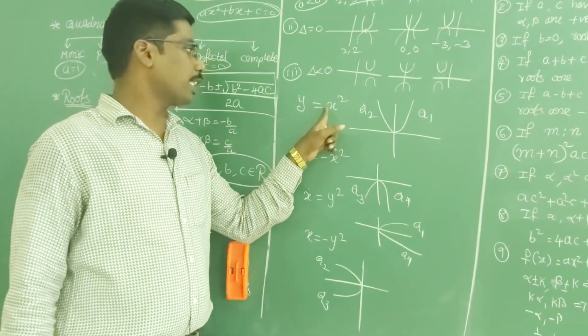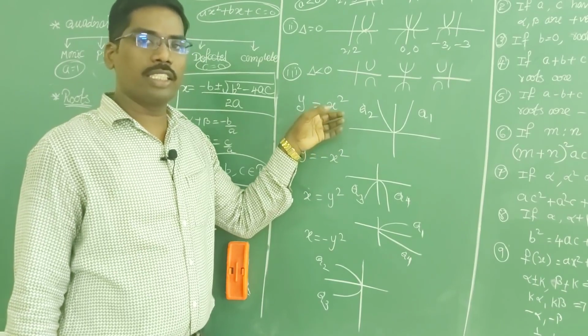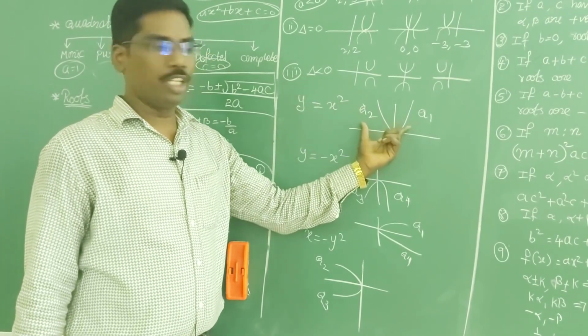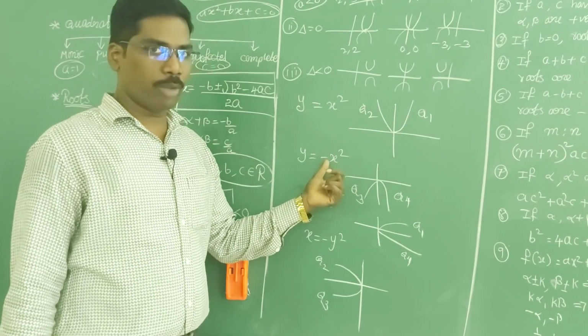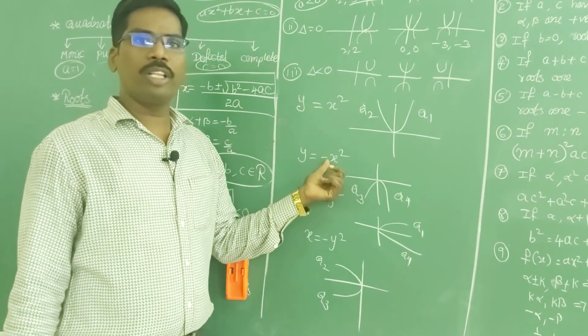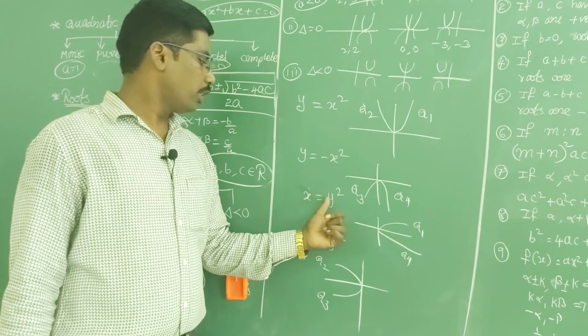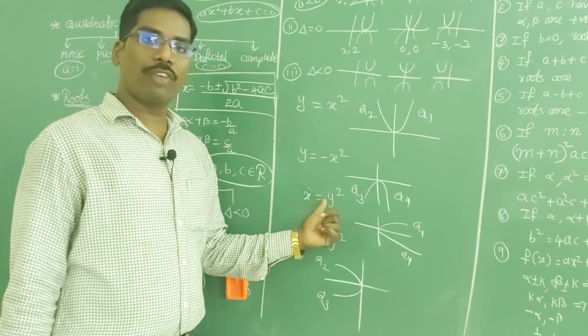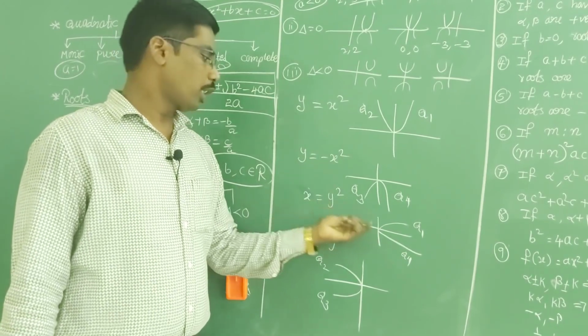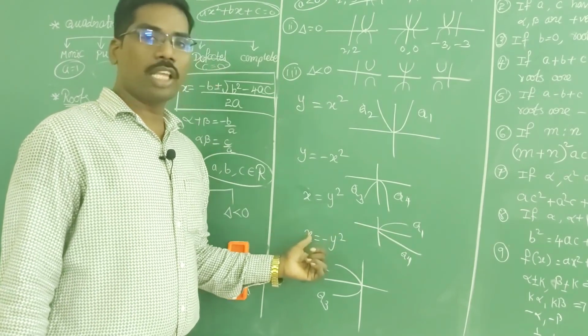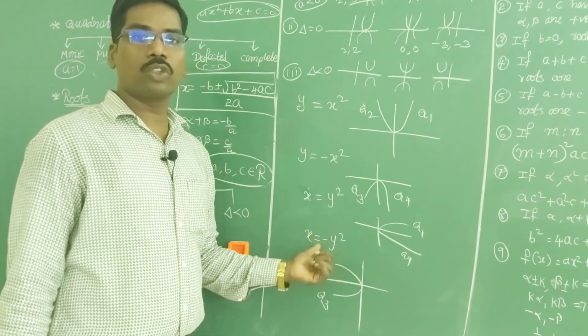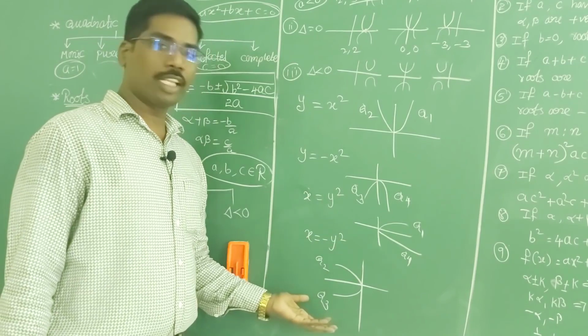Beside x square, some value like 4, 5, 6, any value may be there. The graph is this only. Here, beside x square, minus 4, minus 3, minus 6 may be there, but the graph is like this only. Here x is equal to y square means 2y square, 5y square, it may be anything. The graph is like this only. See here, x is equal to minus 3y square, x is equal to minus 5y square, the graph is like this only.